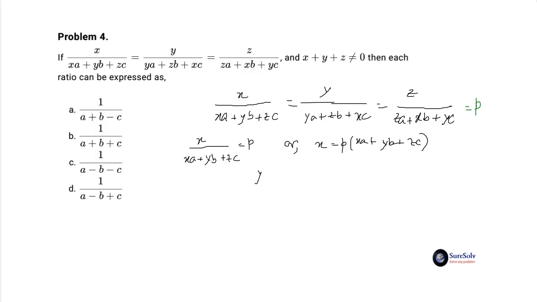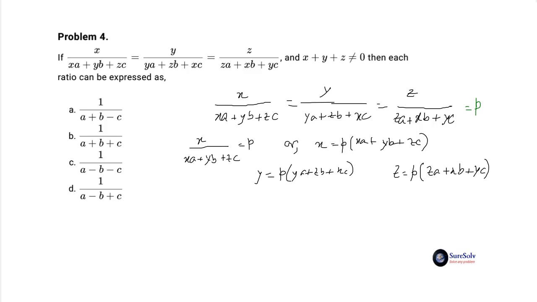Similarly, y by (ya plus zb plus xc) equal to p, or y equal to p times (ya plus zb plus xc), and z by (za plus xb plus yc) equal to p, or z equal to p times (za plus xb plus yc). The solution is just a step away now.